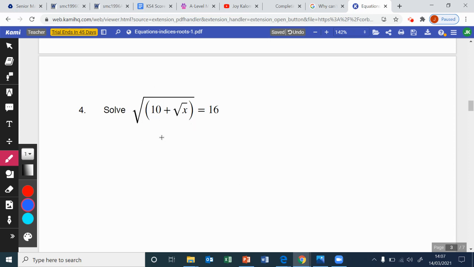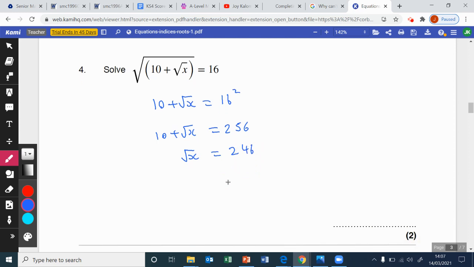So first of all, we're going to undo the square root by squaring both sides, giving us 10 plus the square root of x equals 16 squared. So 10 plus the square root of x is equal to, well, 16 squared is 256. Then take away 10 from both sides, we get the square root of x is equal to 246. So that means that x, undoing this square root, is 246 squared. And let me just check that calculator. That's going to be 60,516. And there we go.